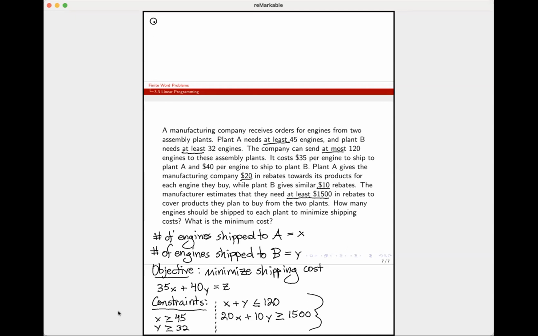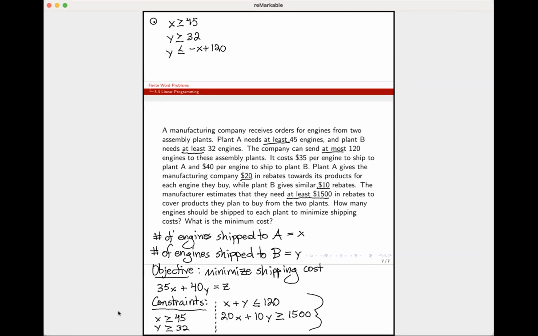Okay, so I probably need to add another page or something in order to do this. Oh, you know what? I'll just do it at the top of the page. Okay, so let's see. Two of these equations are already fine. So x greater than or equal to 45, y greater than or equal to 32. Those are already in the right form. The next equation, x plus y is less than or equal to 120. I'm just going to subtract x to the other side. So y will be less than or equal to negative x plus 120.